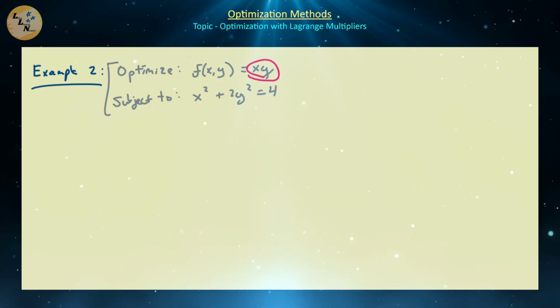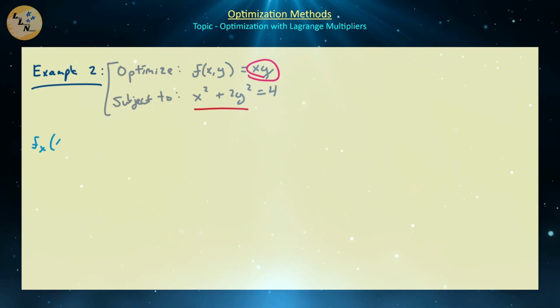And let's assume that we want to maximize subject to the constraint of x squared plus 2y squared is equal to 4, which you may know to be the shape of an ellipse. So we're going to start the same way as before. We need to find the gradients of f and the gradients of g, and then form our systems of equations.